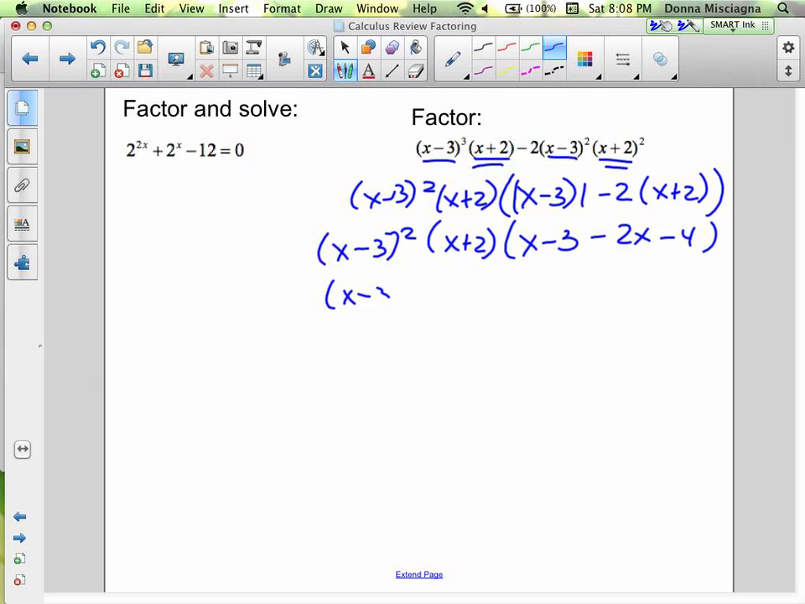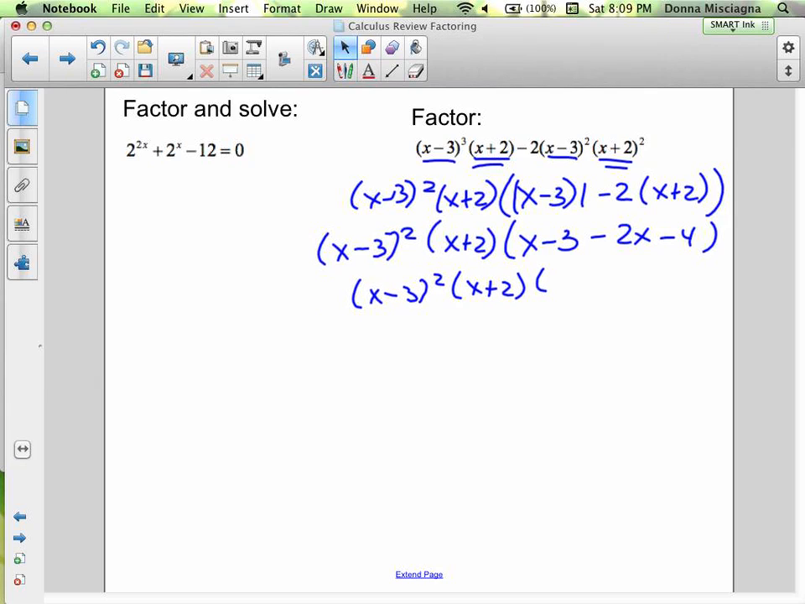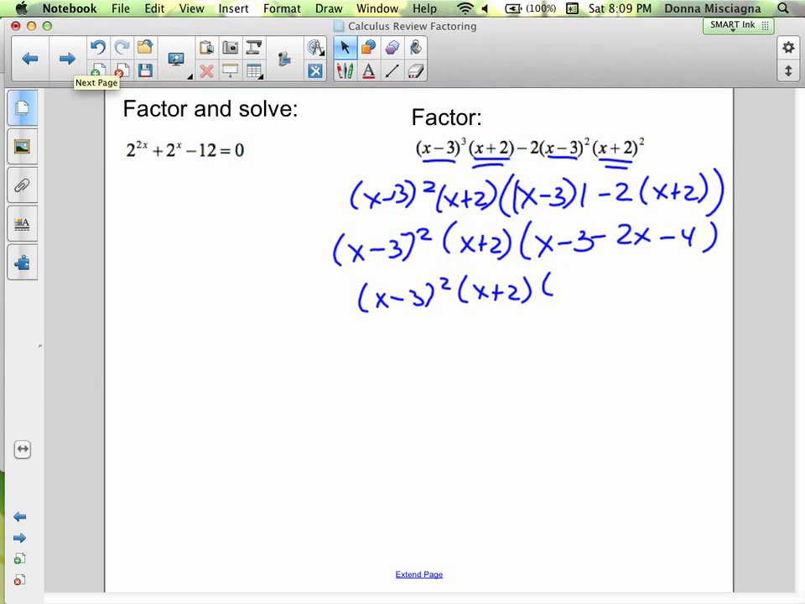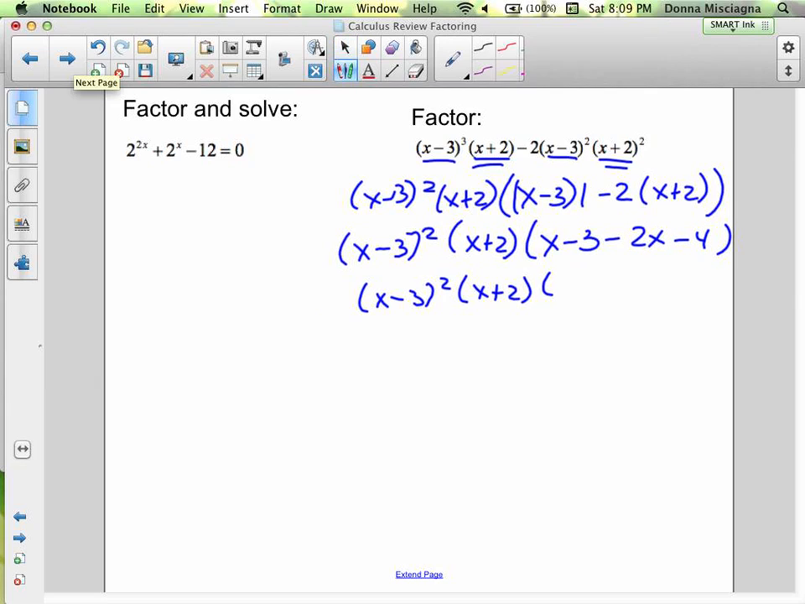x minus 3 squared times x plus 2 times, I really have to write somewhere. I think I still have enough space for the other problem on this page. And then we have x minus 2x is going to be negative x, negative 3, plus a negative 4 is going to be minus 7. And if you don't like negative x minus 7, we could factor the negative out.